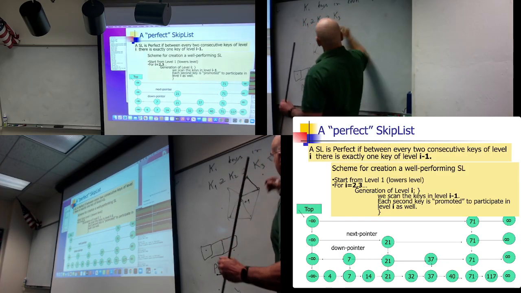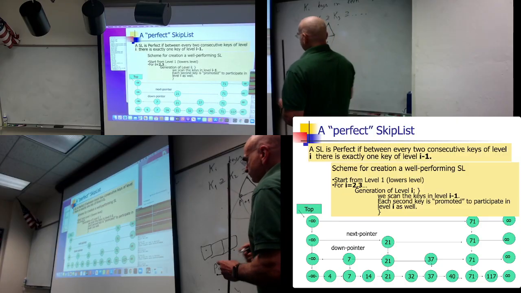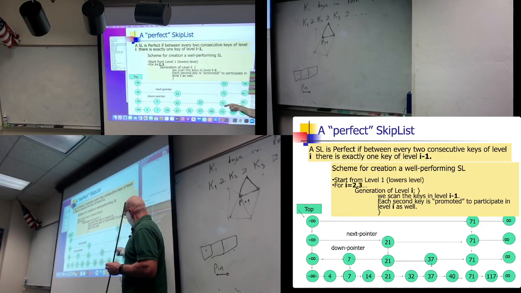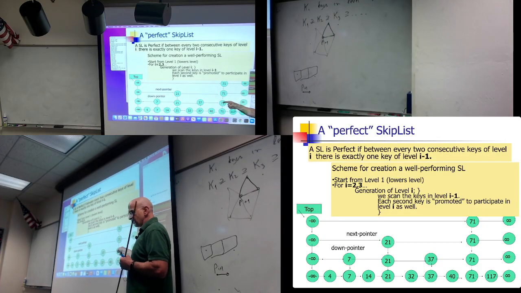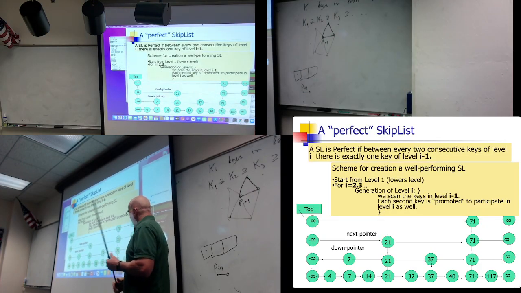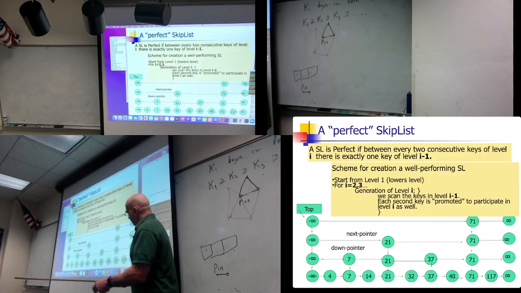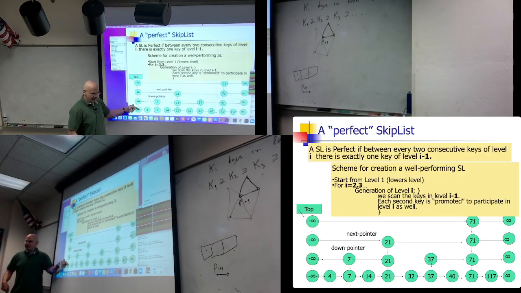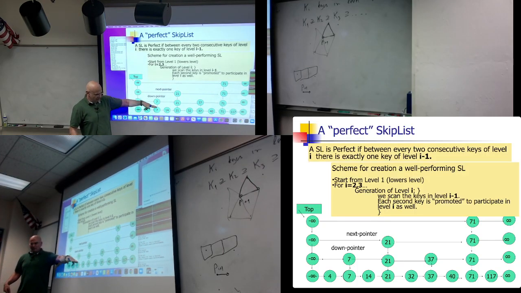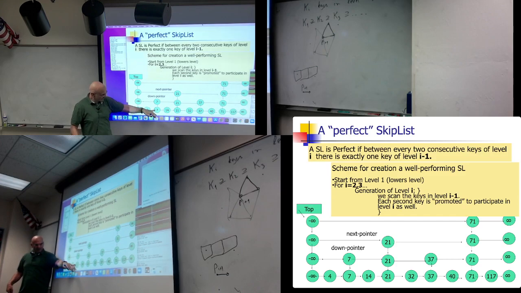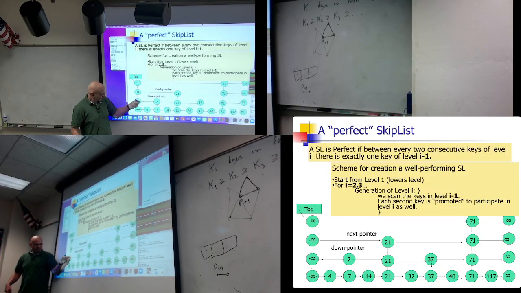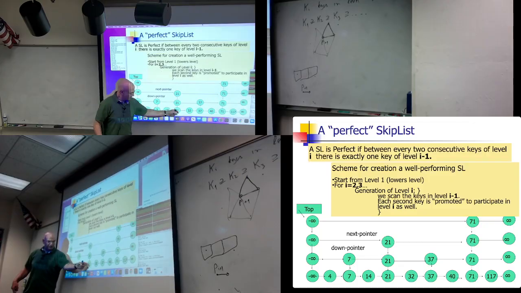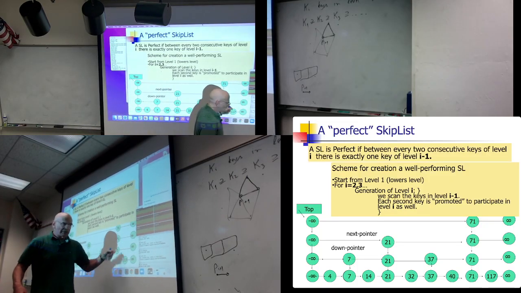And so on, as many levels as you can. If you're in level 3, then you must also be in level 2, and you must be in level 1. A perfect skip list says that when I decide whether or not to promote a key, each key starts at level 1 and is possibly promoted. The rule would be yes, no, yes, no, yes, no, alternating. Promoted, not promoted. Promoted, not promoted. And so on and so forth.